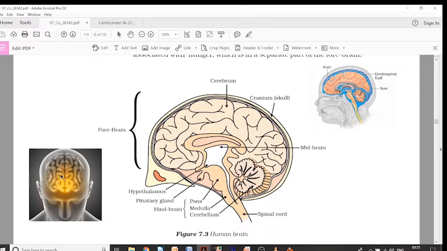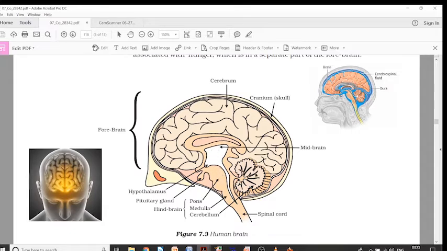Okay, then you have the midbrain. The midbrain actually connects this forebrain and the hindbrain. This is the hindbrain. So the midbrain connects the forebrain and hindbrain. And what are its functions? The function of the midbrain is that it controls the reflexes. It controls the reflexes involving the eyes and ears. So when you blink your eye, who is controlling it? It is controlled by the midbrain.